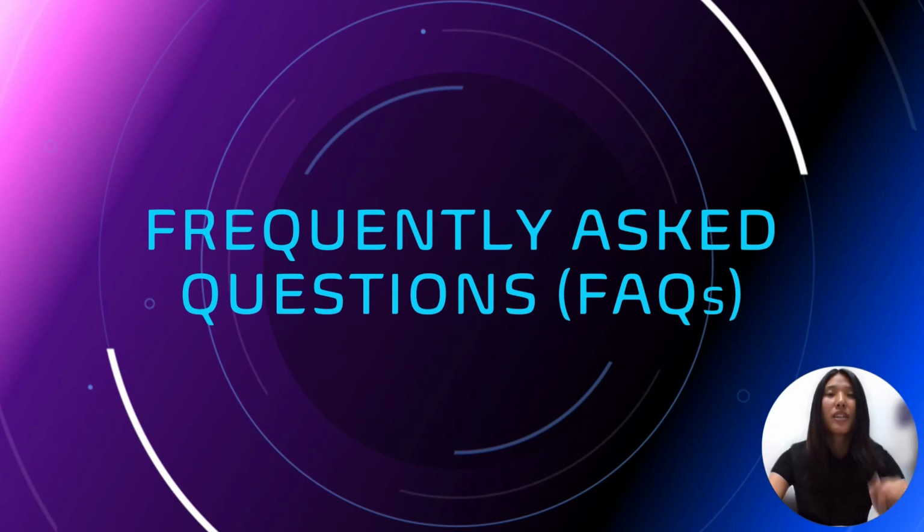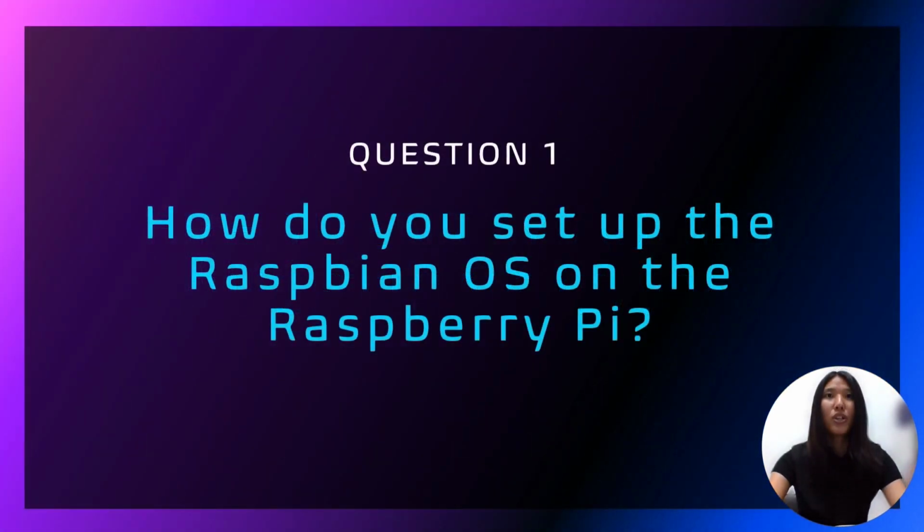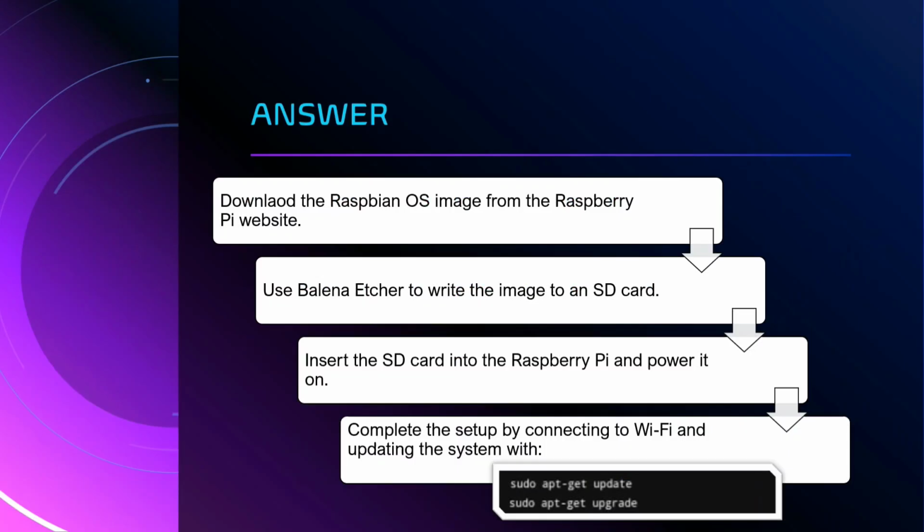Okay, now let's go through 5 frequently asked questions. Question 1. How do you set up Raspberry Pi OS on the Raspberry Pi? The answer is to download the Raspberry Pi OS image from the official Raspberry Pi website first. Use Balena Etcher to write the image to an SD card. Insert the SD card into the Raspberry Pi and power it on. Follow the on-screen instructions to set up the operating system. Then update the system with the terminal.